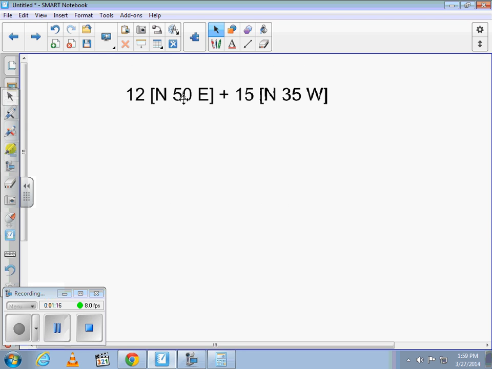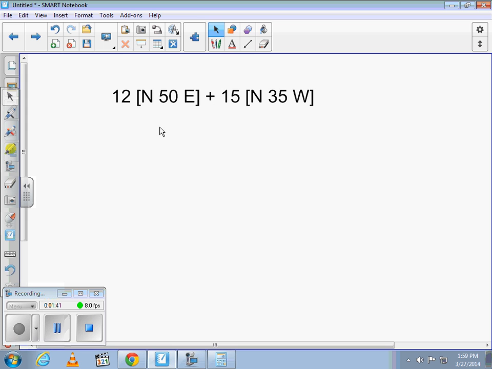So here we have, and we call this quadrant bearings, two vectors: 12 north 50 degrees east and 15 north 35 degrees west. And I would like to add the two of them together, so I'm going to need to know both the magnitude and the direction of the resultant vector.